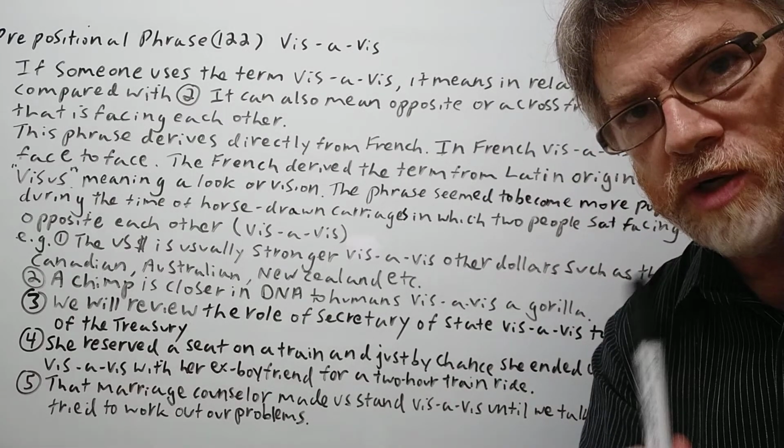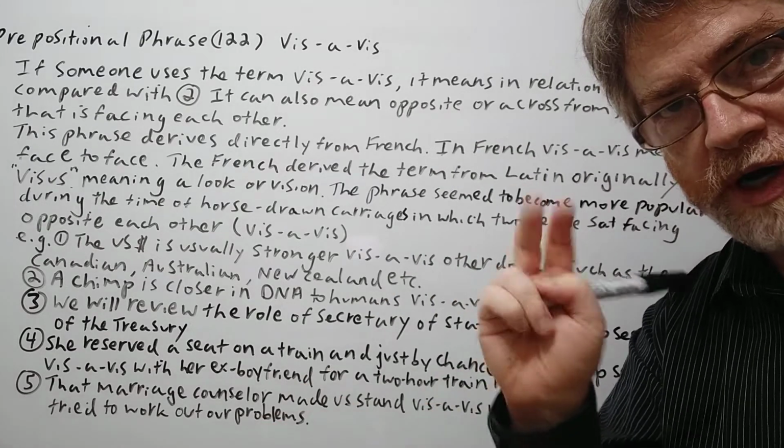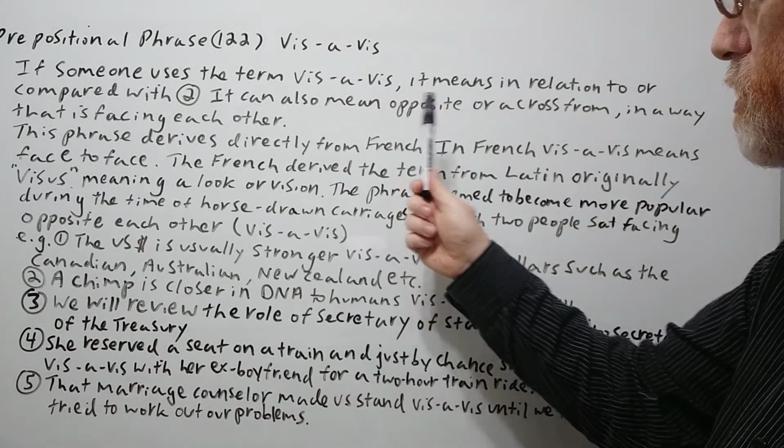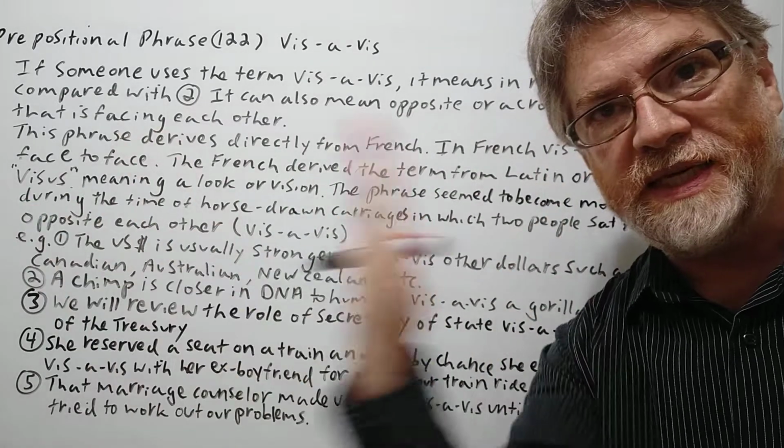If someone uses the term vis-a-vis, it means in relation to or compared with. All right, and we have a second meaning here. It can also mean opposite or across from, in a way that one is facing each other.